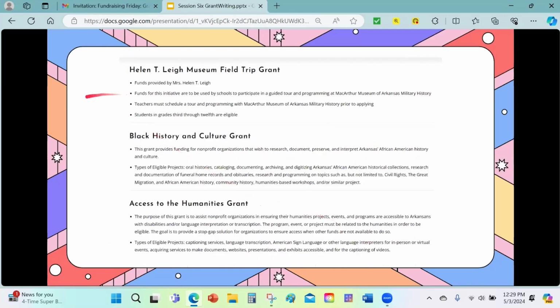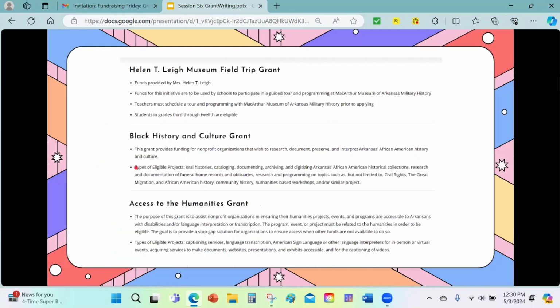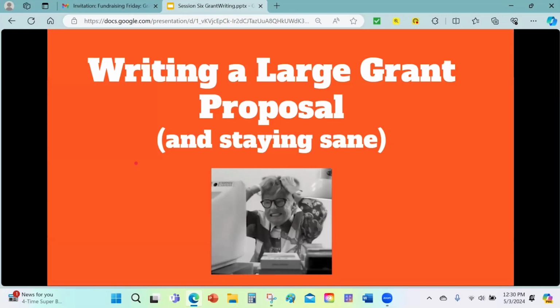So here's some of their grants. Gives us some information about what we can apply for right now. And I do want to emphasize one thing that I can celebrate about our Humanities Arkansas group here: they're incredibly helpful. There's always someone to reach out to and ask a question. So if you have questions, don't hesitate to reach out to someone. They will guide you through any problems or confusion that you're having.